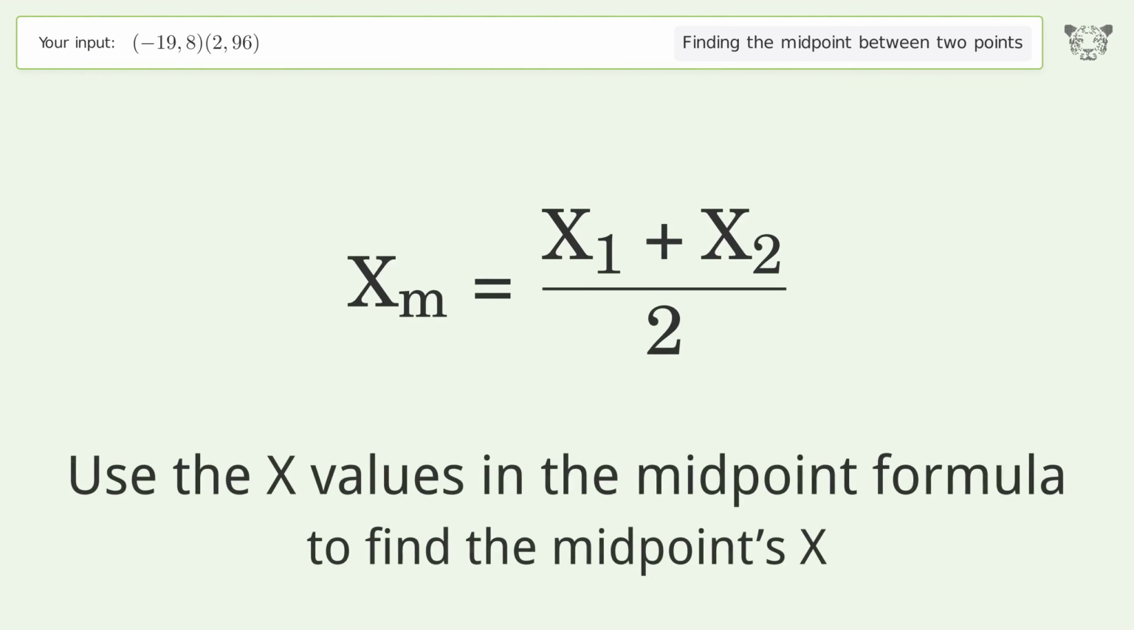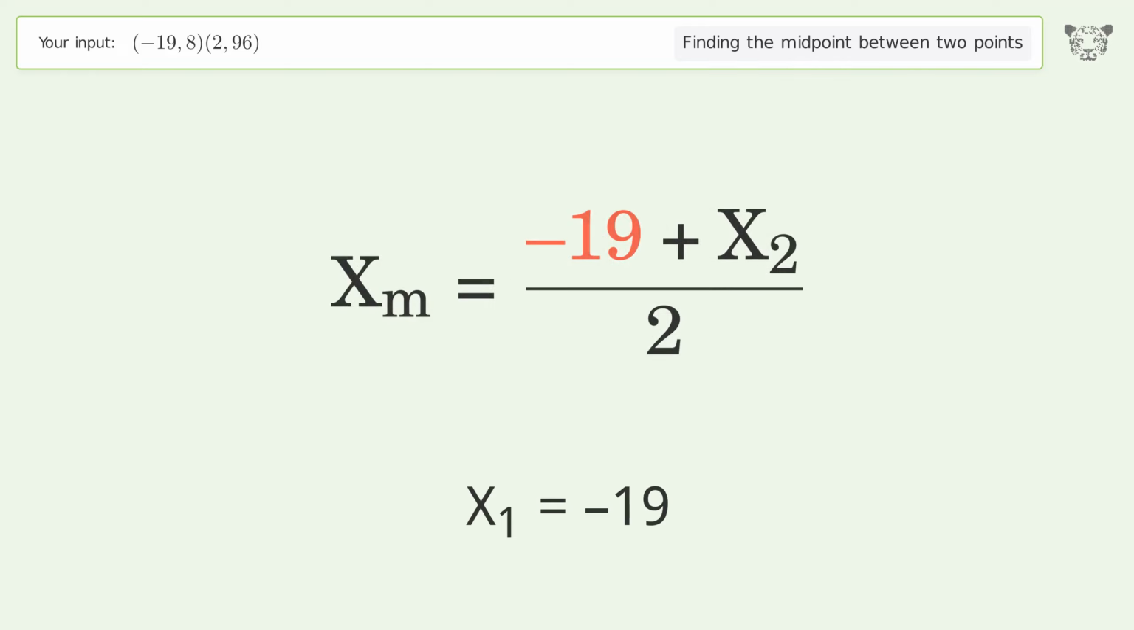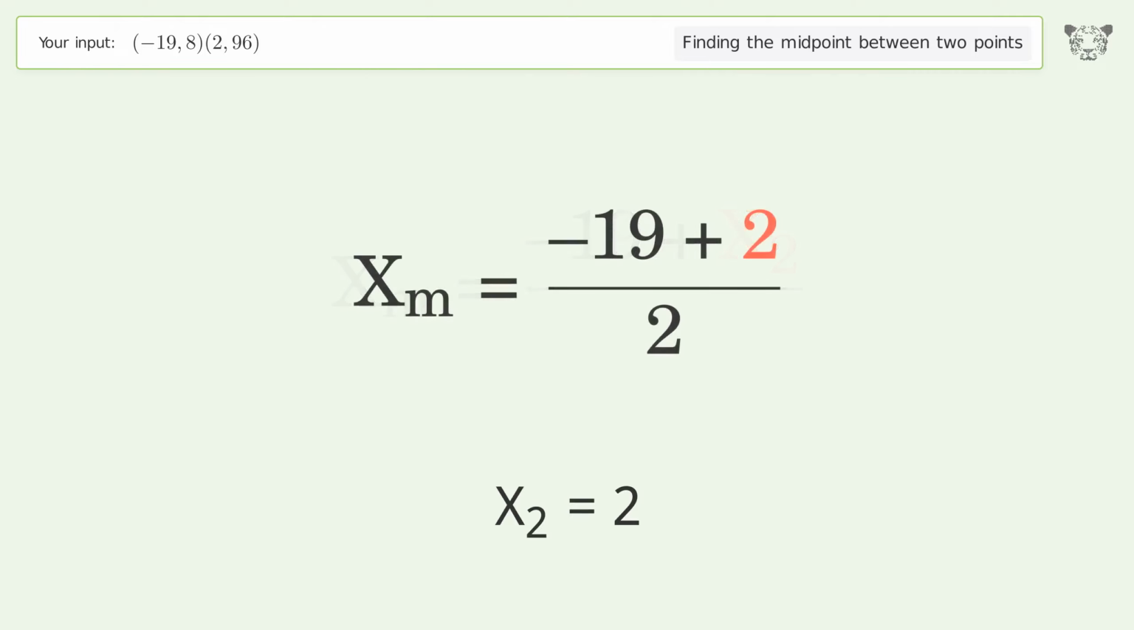Use the x values in the midpoint formula to find the midpoint's x. x1 equals -19. x2 equals 2. Simplify the arithmetic.